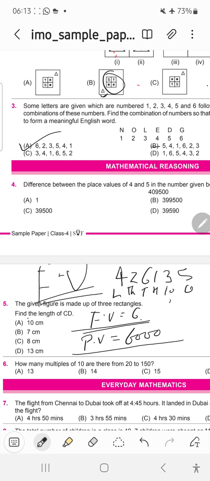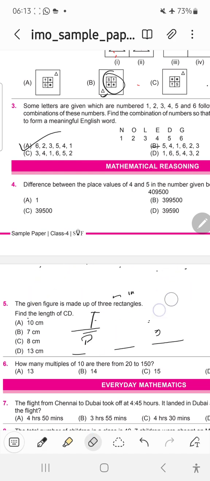I hope you get what is face value and what is place value. Place value means in which place the digit exists. Face value is the actual value of the given number. For example, 9. The 9 may come anywhere in a given number, and its place value may differ, but its face value is always the same as the 9.